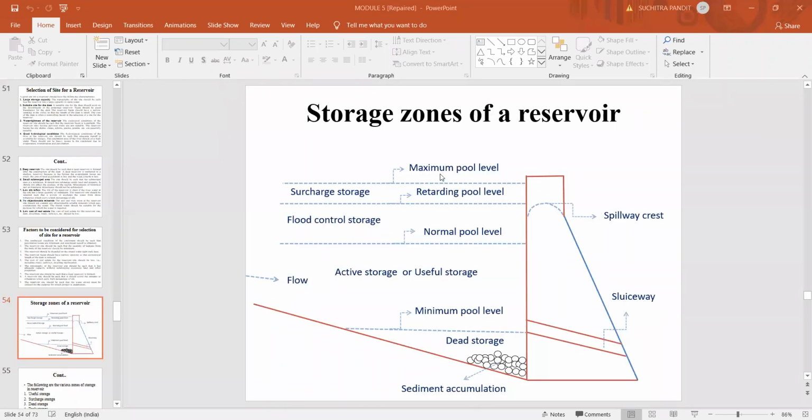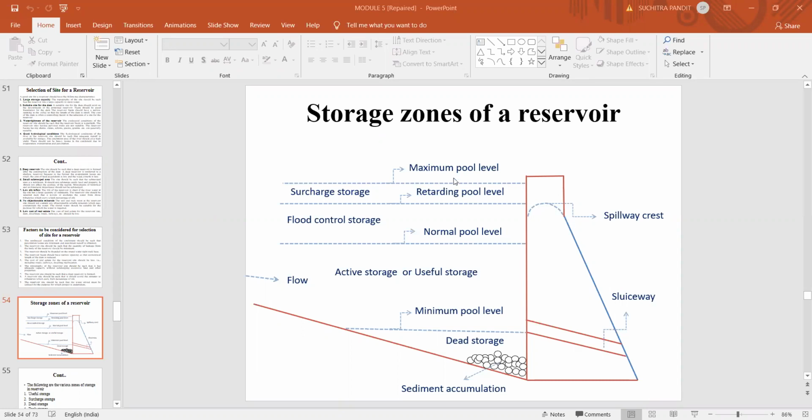Now, this figure shows you the various storage zones of a reservoir. This is the cross section of the reservoir, and this is the spillway gate through which the water is released on the downstream side. And also, you have a sluice in the body of the reservoir. This is the sluice, and the dotted lines show the various water levels in the reservoir.